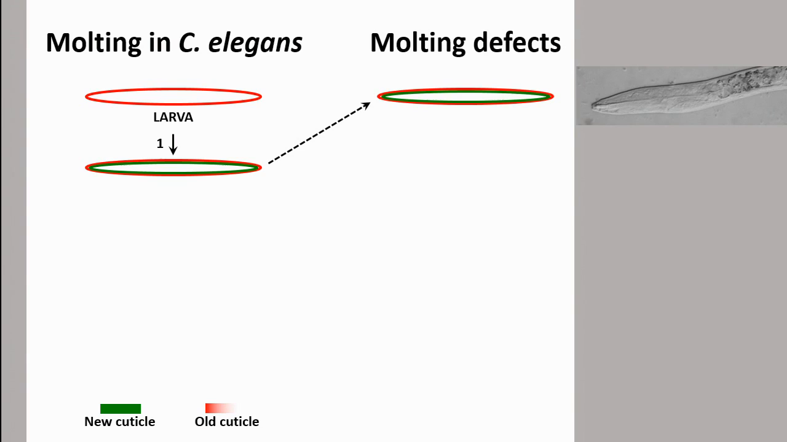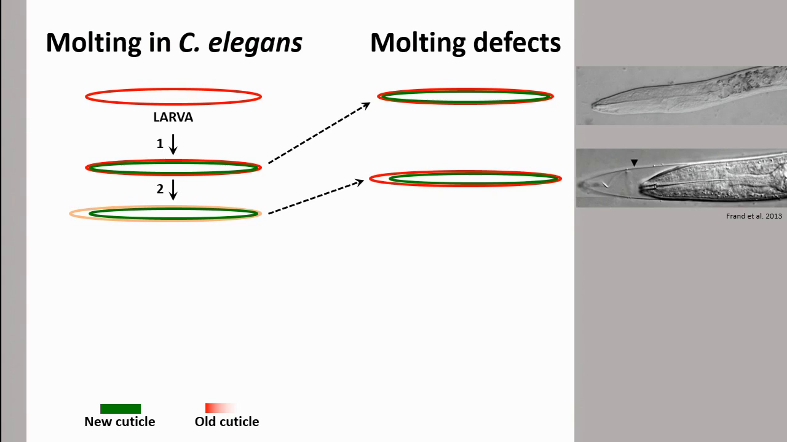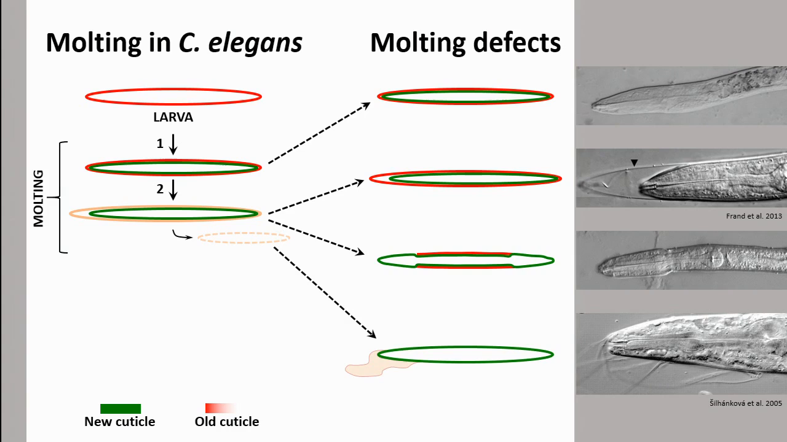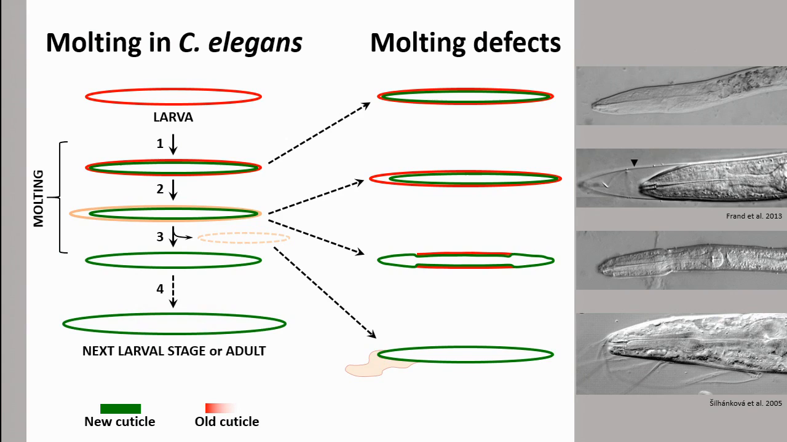For example, enclosure in the old cuticle, or if they go further and release cuticle from one side of the body, they can also be incompletely enclosed in the old cuticle, together with this novel phenotype that we recently described as the corset phenotype, where the head and tail of the worm are releasing the old cuticle, but the middle part of the body is still constricted. Also, in the process of complete release of the old cuticle, some worms tend to have attachments of the old cuticle to their body, which is still a problem. But most of the worms succeed in getting out of the old cuticle and develop further and grow.